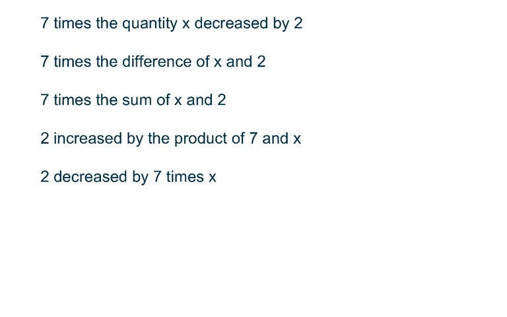All right, and here are a little more complicated ones we're going to go through. When you see the word quantity in math, that means you need to put it in parentheses. So when it's saying 7 times the quantity x decreased by 2, the quantity is x decreased by 2. So it's 7 times, I'll just put a dot for times, the quantity, that means you put parentheses, x decreased by 2.